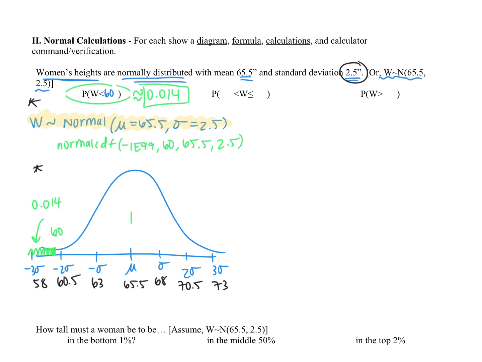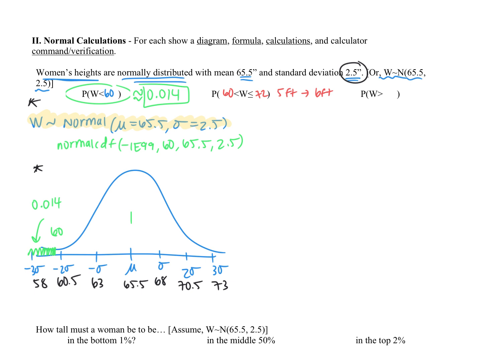Okay, let's do one more. Let's say next we want to know the proportion of women that are between, or the probability of being between 5 and 6 feet. So how many women are between 5 and 6 feet? Well, 5 feet we know already is that 60 inches. And then 6 feet would be 6 times 12 is our 72 inches.